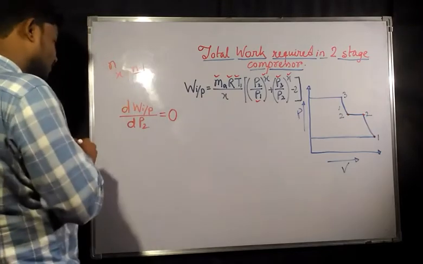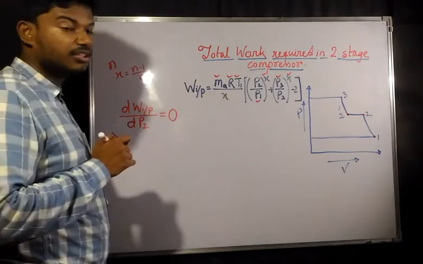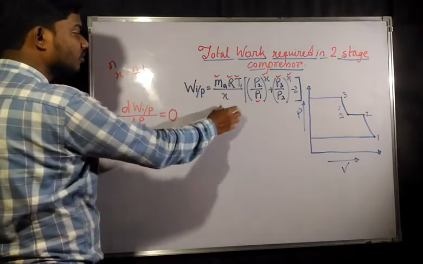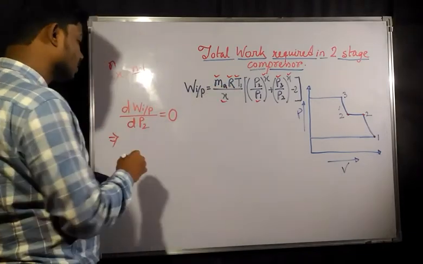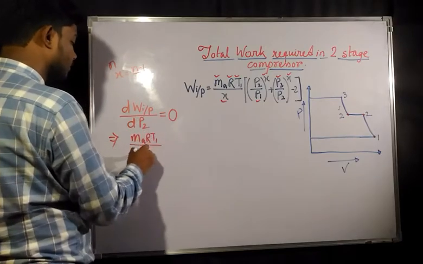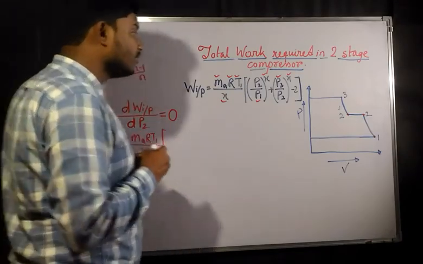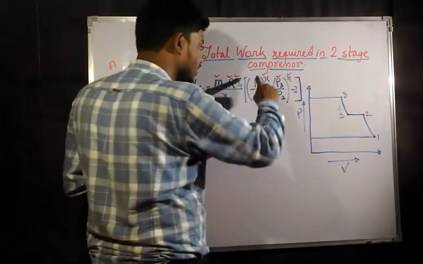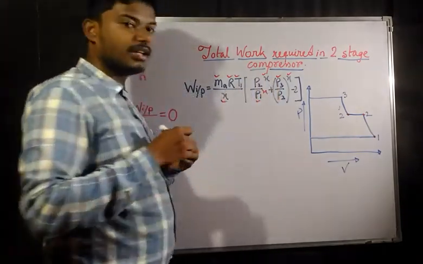So after that, you need to differentiate this with respect to P2. From this expression, x is constant, m_a is constant, R is constant, and T1 is constant. Since they are constant, they will come out of the bracket. Now from here, you can write (P2 by P1) whole to the power x as P2 power x and P1 power x. You can easily write this.